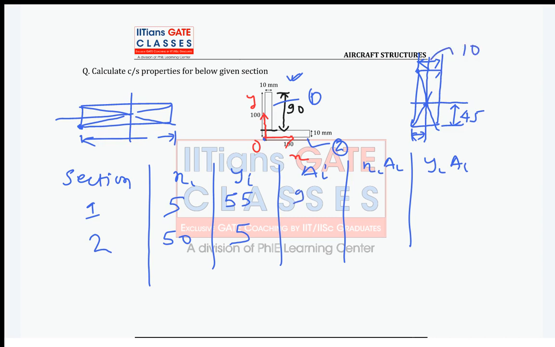What is the area of section 2? It is 100 into 10, so it is 1000. Now guys, find out xiAi and yiAi. So xiAi is 4500 for section 1, and this is 50,000 for section 2. Now yiAi is 55 times 900, which is 49,500. Now what is yiAi for section 2? It is 5,000.